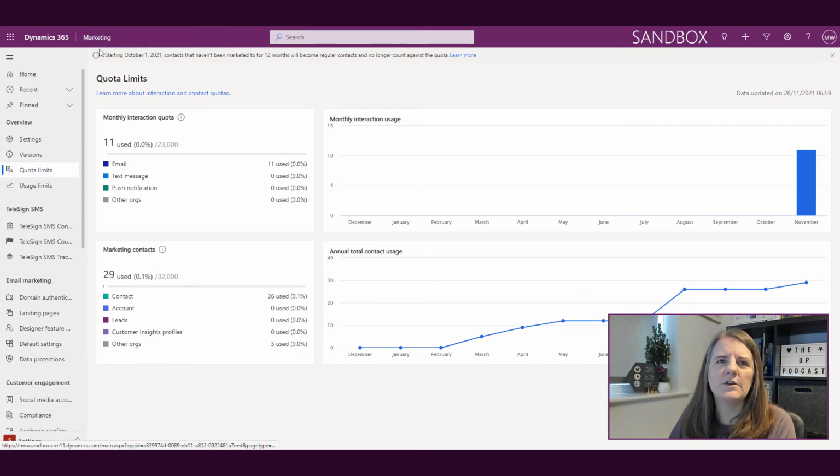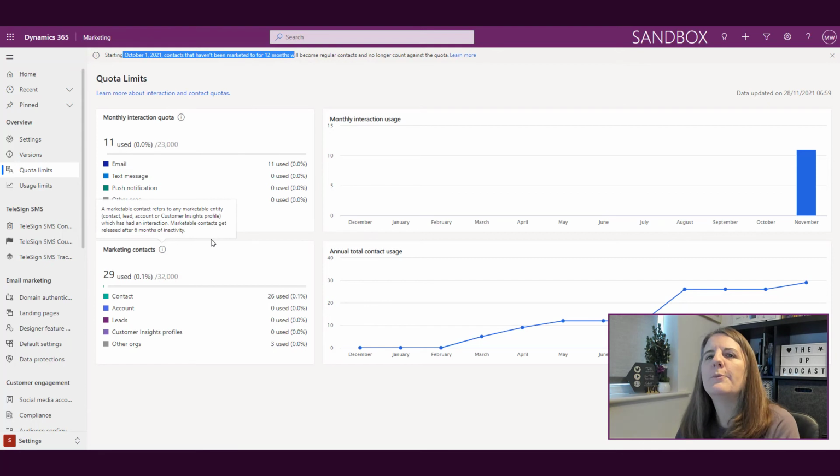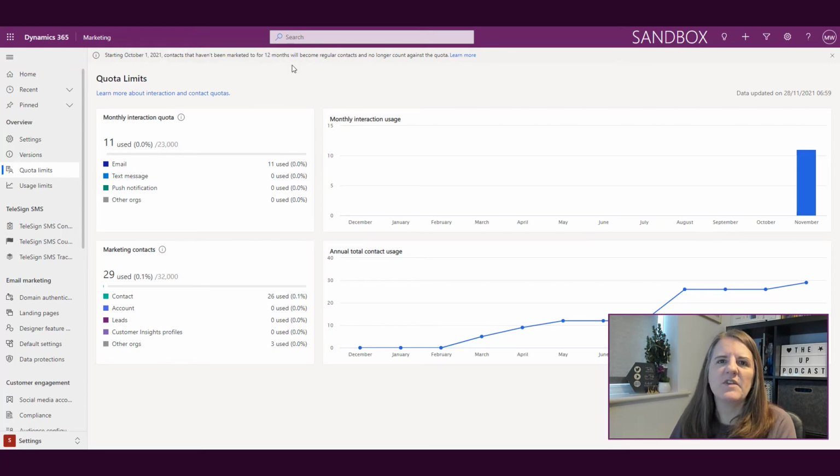We can also see right here where I talked about the typo. So this says 12 months, and then the one on here, I guess somebody's just written the wrong number in, but this is basically saying if you haven't marketed to a contact for 12 months, they are essentially dropped out and no longer count towards your quota.